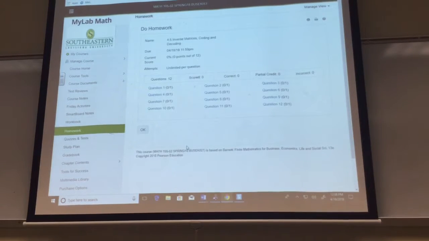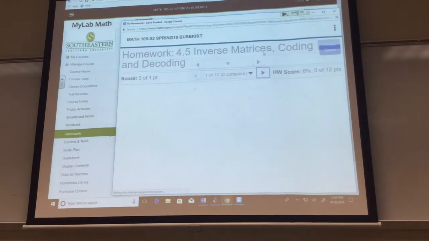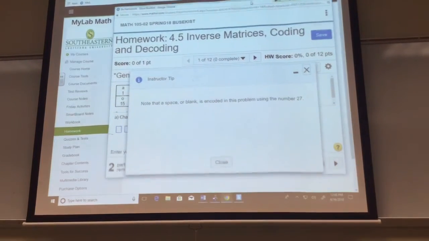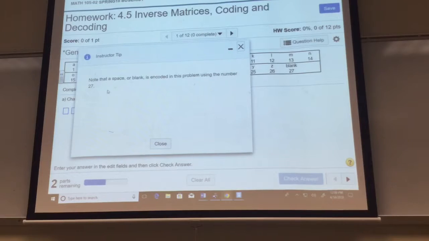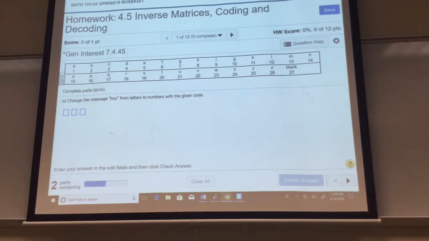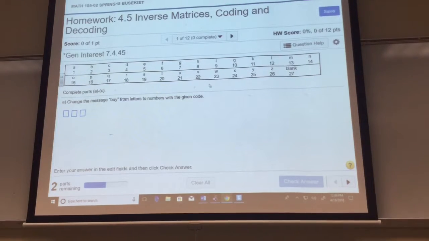So only 12 exercises. Number 1 gives you a round trip problem, and then you also have some instructor tips that come up there. Number 1 says, for this problem, spaces are being represented by a 27. So it asked you, and notice it gave you lowercase letters instead of uppercase letters, so they'll kind of go back and forth. It's the same technique.